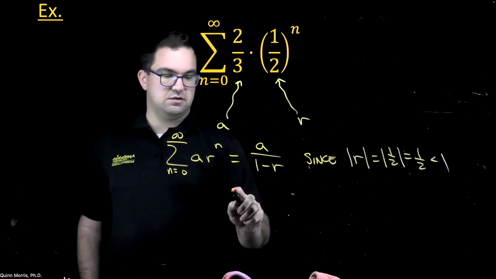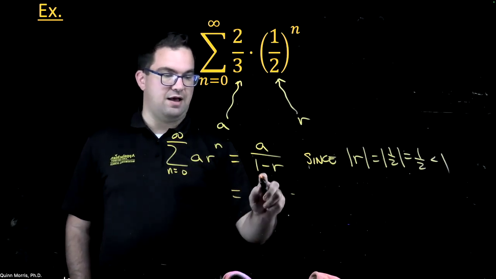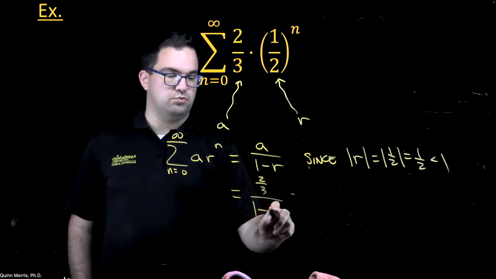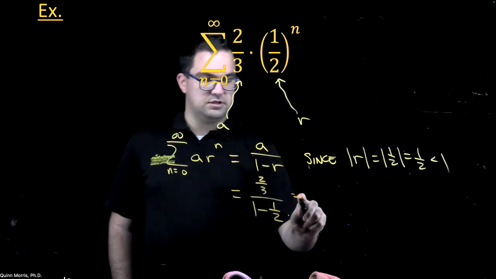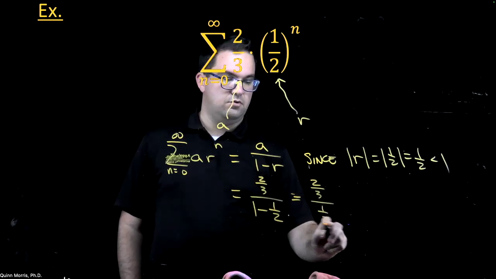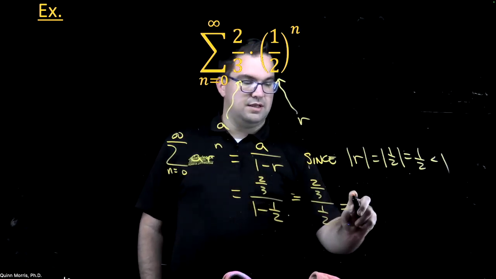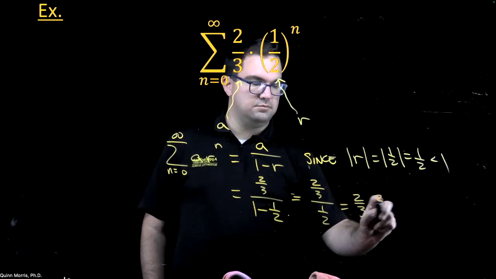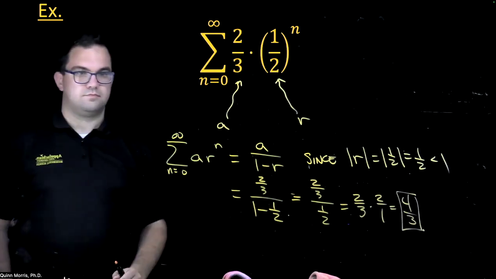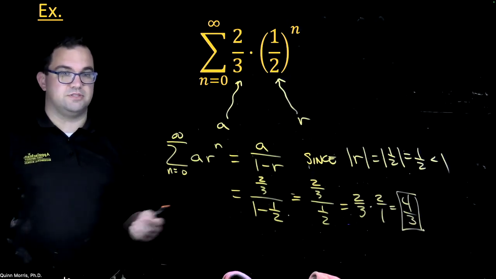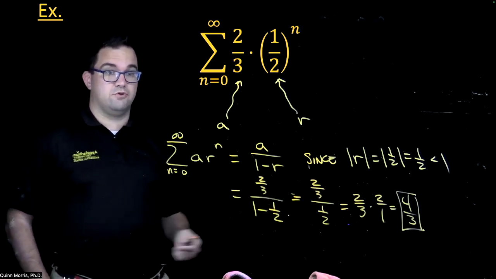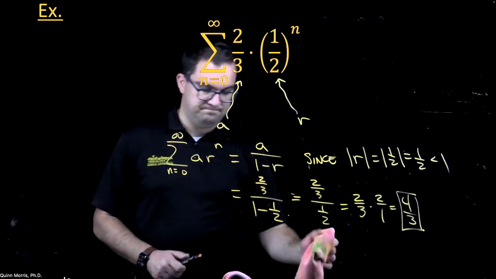Right? So in this case, all I need to do is plug in my A value, which is 2/3, over 1 minus my R value, which is 1/2. And so this converges, and it converges to 2/3 divided by 1 minus 1/2, which is 1/2. That's the same as 2/3 times 2/1, or 4/3. So for this geometric series, we can pretty quickly determine that it not only converges, but we now know what it converges to. It converges to 4/3.